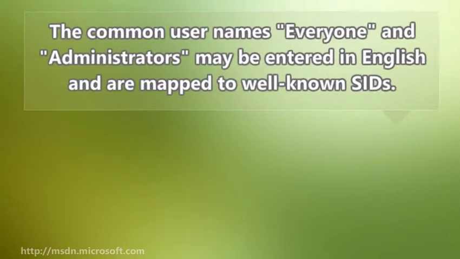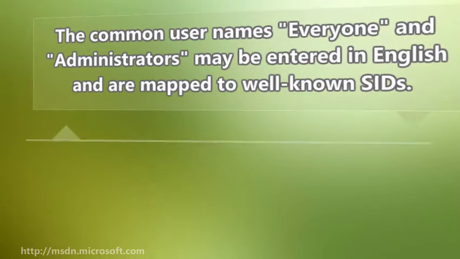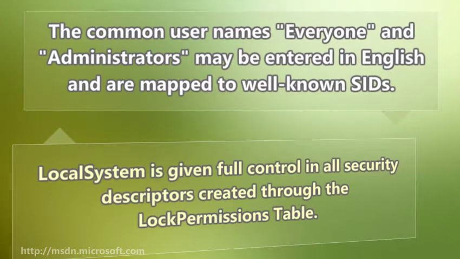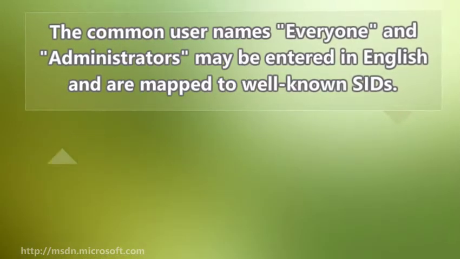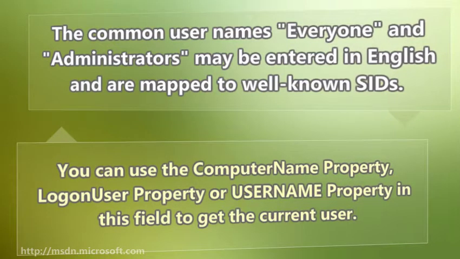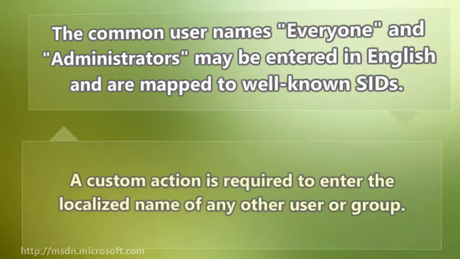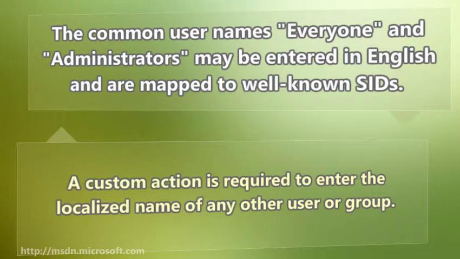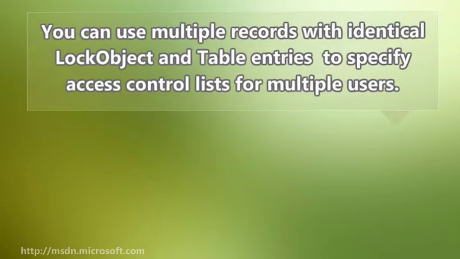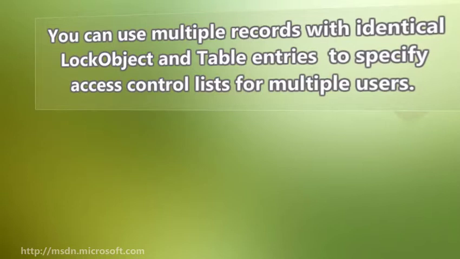The common usernames Everyone and Administrators may be entered in English and are then added to well-known SIDs. LocalSystem is given full control in all security descriptors created through the LockPermissions table. You can use the LogonUser property, LogonUser property, or UserName property in this field to get the current user. A custom action is required to enter the localized name of any other user or group. You can use multiple records with identical LockObject and Table entries to specify access control lists for multiple users.